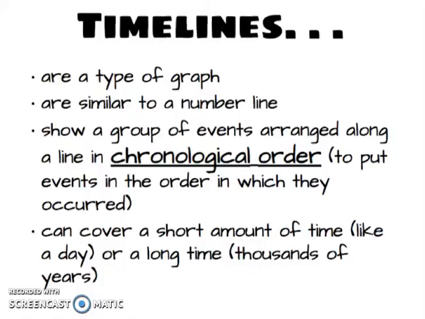These are a type of graph that are similar to a number line. It shows a group of events arranged along a line in chronological order. All right, so that's pretty much putting the events in the order that they occurred, which we had some practice with yesterday in class with our human timeline activities. Okay, timelines can cover a short amount of time or a long time, like thousands and thousands of years.